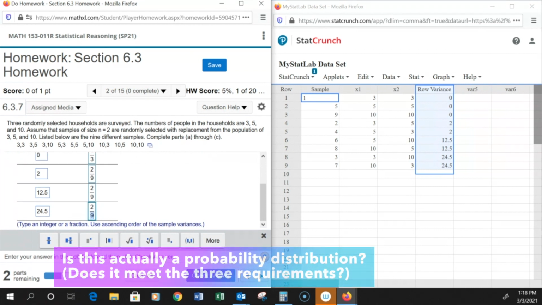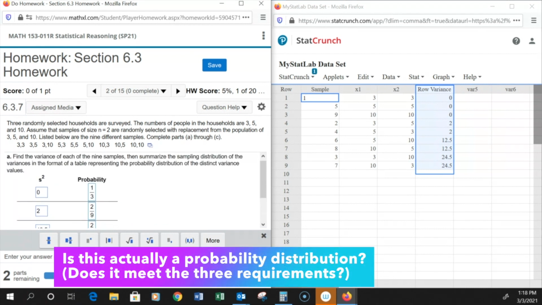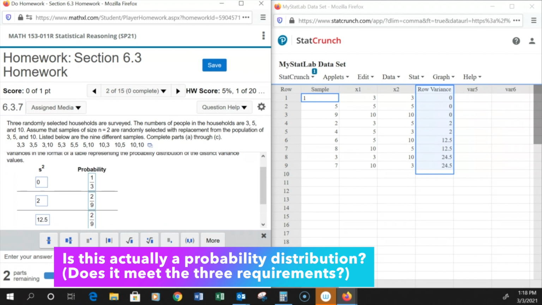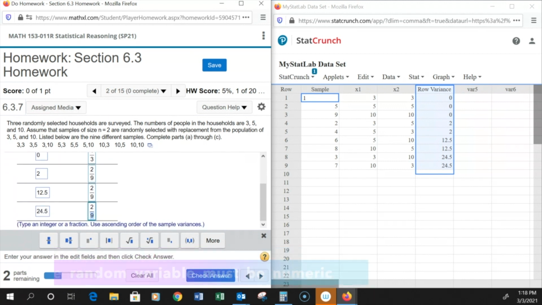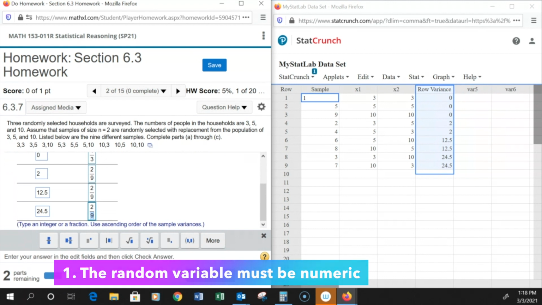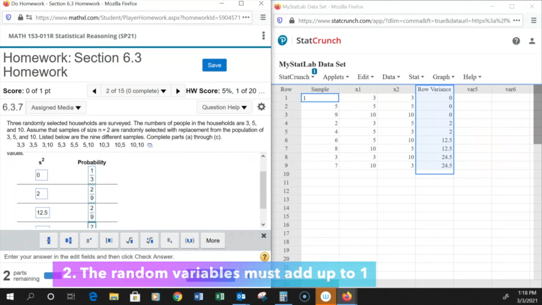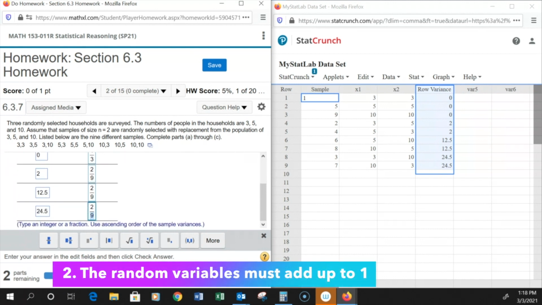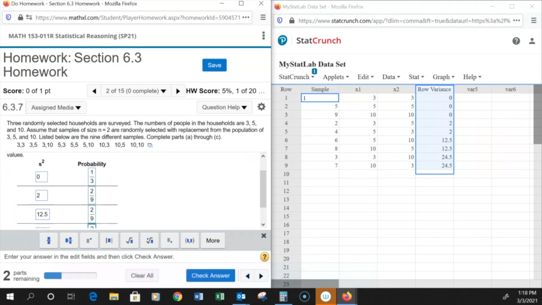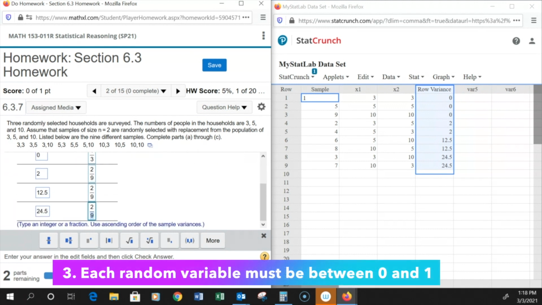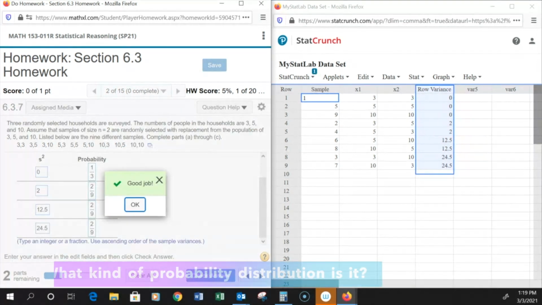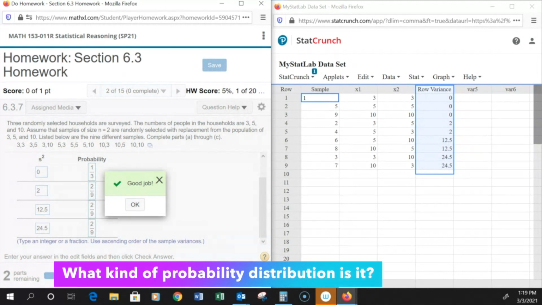Is this a probability distribution? Well, we learned about probability distributions before. What we learned was that the random variable must be numeric, and they are, and these things have to add up to 1. And you say, well, 3 out of 9 plus 2 plus 2 plus 2, that's 9 out of 9. It does. And each of these values has to be between 0 and 1. So this is a good probability distribution. What kind? It's not a kind that we know. We don't know the name of this.